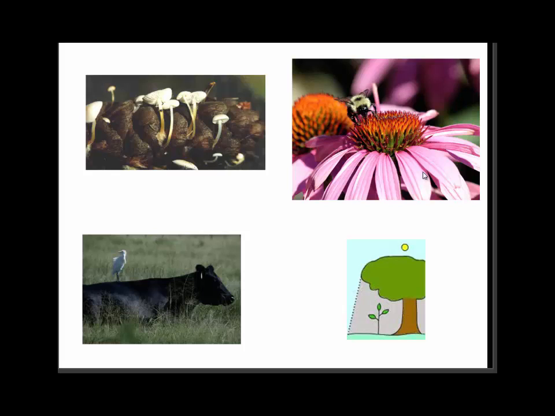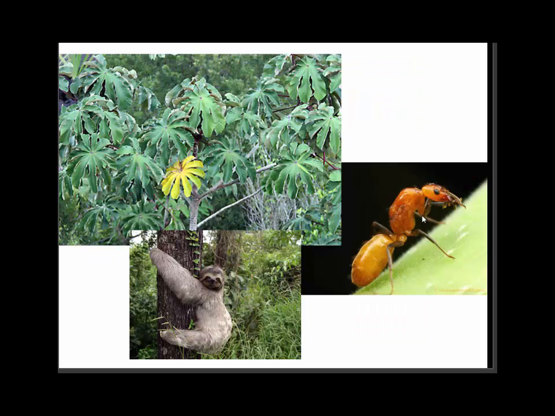In the bottom right, you have a tree blocking a light. The big tree is not harmed. It doesn't really care. The little tree is being harmed. It's not growing properly, or it's actually being harmed. So we have amensalism in that situation in the bottom right.